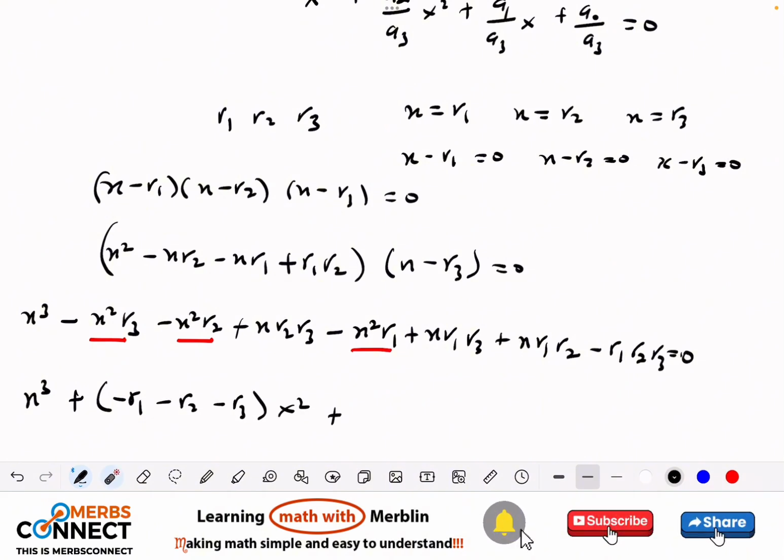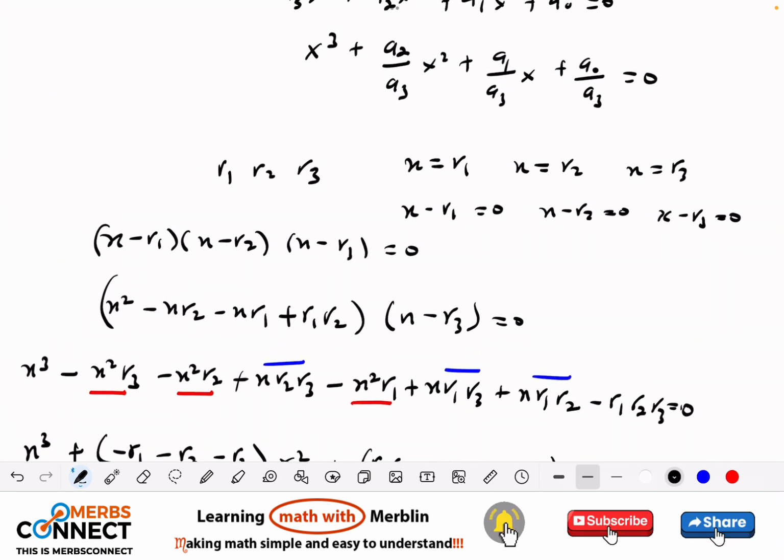Then plus, now let's pick the terms which are in terms of only x. So the terms with only x are this, this, and this one too. I'll arrange them, so r1 r2 which is here, then I have r1 r3, then I have r2 r3, right? So plus r2 r3 which is going with the x. Then the last one is the constant term, which is minus r1 r2 r3 is equal to 0. Good. So this is what we are getting now.